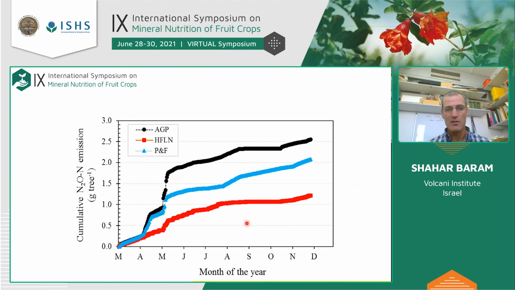Cumulatively, if we look at the cumulative emission, as you can see here, the AGP had the highest, the high frequency, low concentration and the pump and fertigate were in between. And basically that's because we decreased the N load. So N2O emissions were basically a result of the N load that was applied.